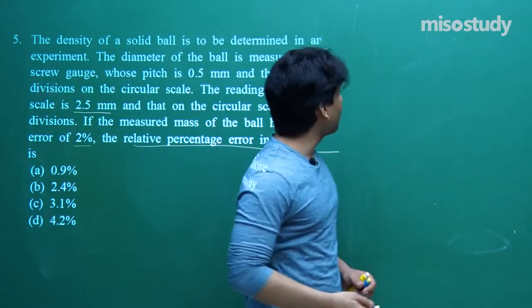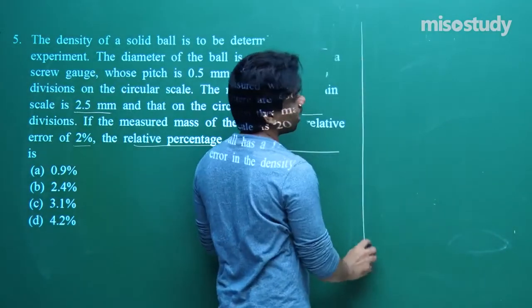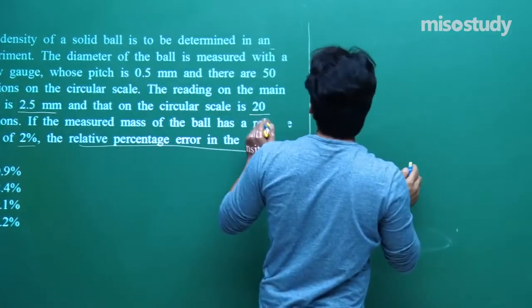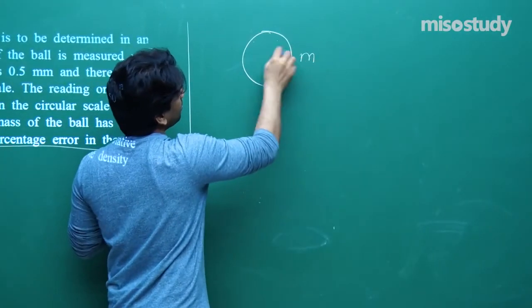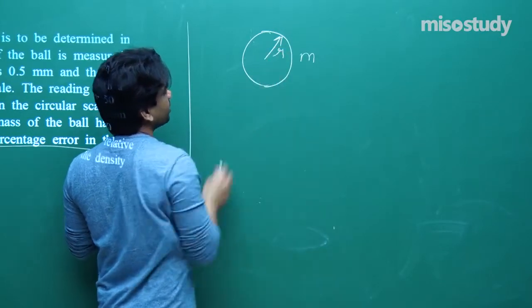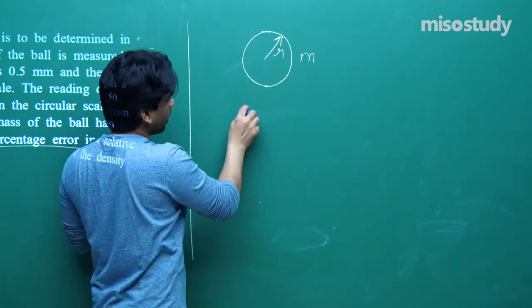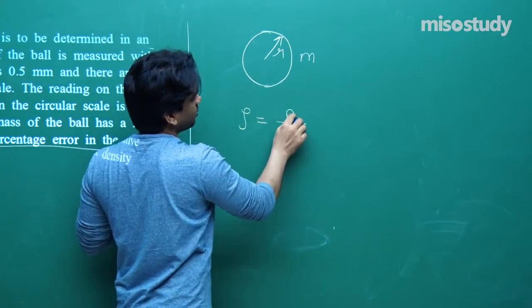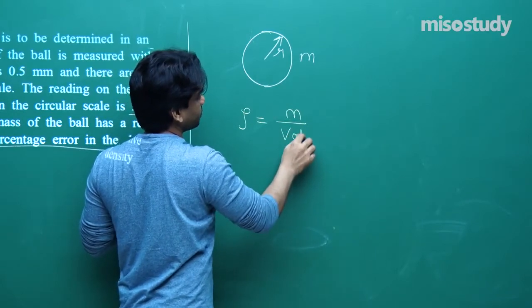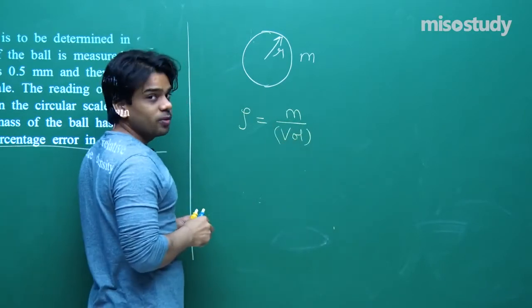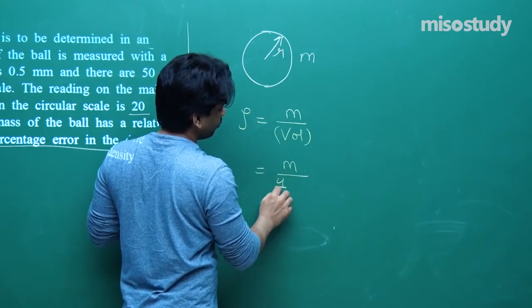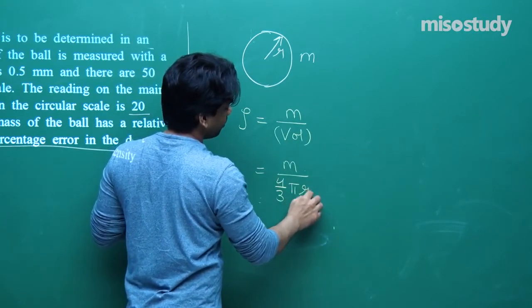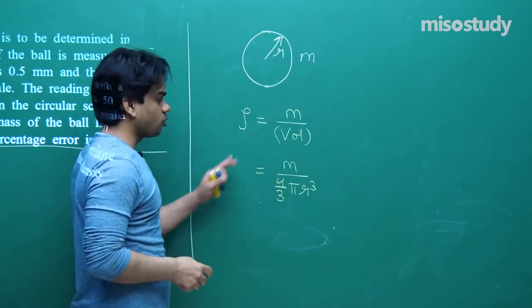So density we need to evaluate. The density will be given as, it's actually a solid ball. You see, this is the ball. It has mass and it has some radius. So density will be given as mass per unit volume, and volume will be 4 by 3 pi r cube. So it will be m upon 4 by 3 pi r cube. This is what we know.